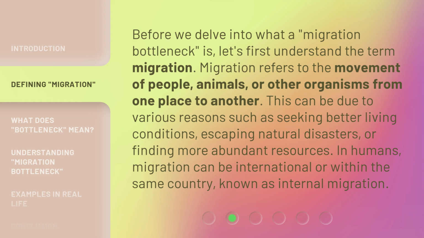Before we delve into what a migration bottleneck is, let's first understand the term migration. Migration refers to the movement of people, animals, or other organisms from one place to another. This can be due to various reasons such as seeking better living conditions, escaping natural disasters, or finding more abundant resources. In humans, migration can be international or within the same country, known as internal migration.